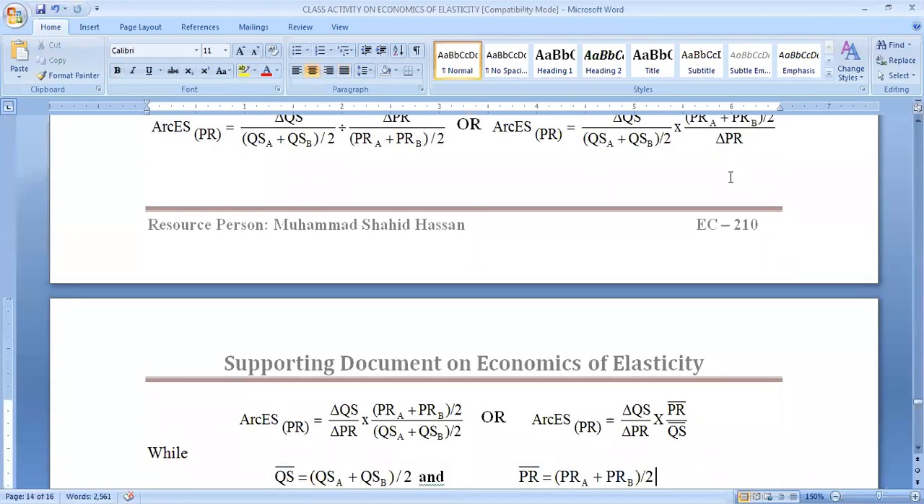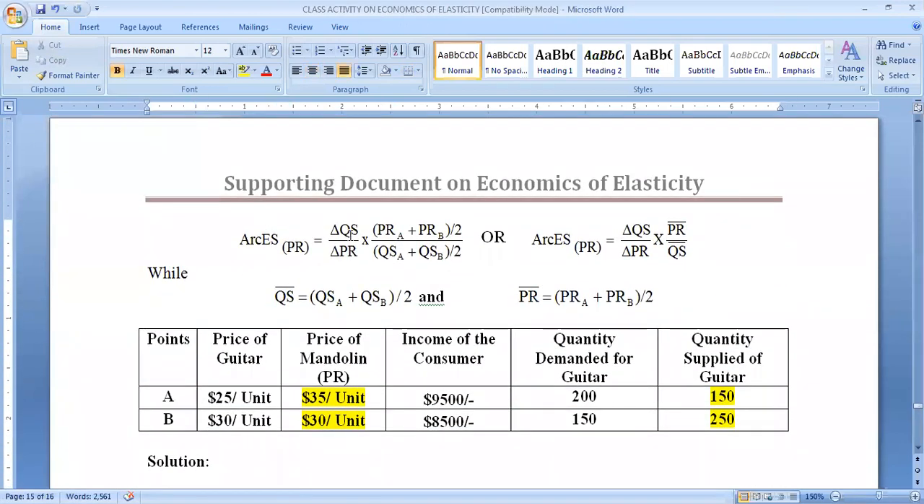In the next step, delta QS over delta PR multiplied by average price of related goods of 2 points divided by average quantity supplied of 2 points. The step can further be written as arc elasticity of supply with respect to price of related good equals delta QS over delta PR multiplied by PR bar over QS bar, whereas PR bar is price of related good at point A plus price of related good at point B. The sum is divided by 2. While QS bar is QS at point A plus QS at point B, the sum is divided by 2.